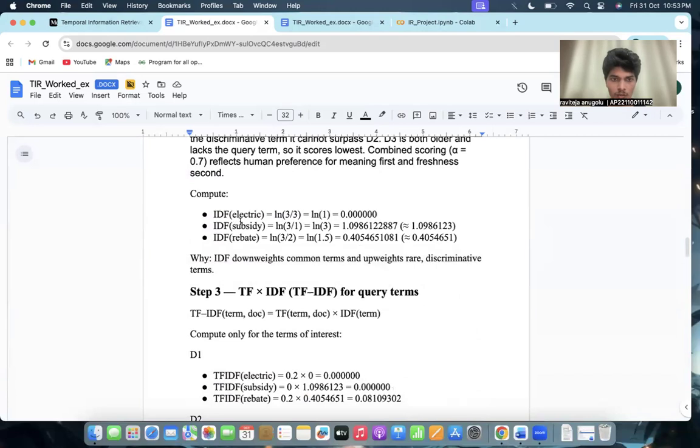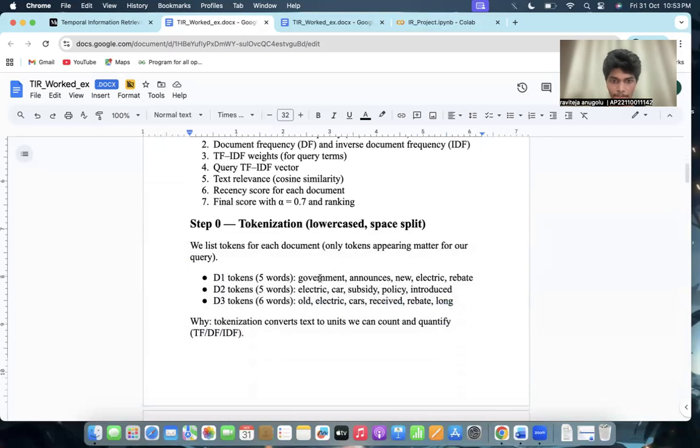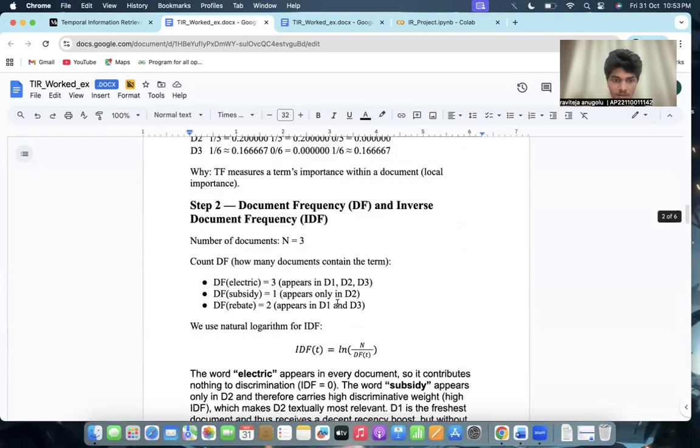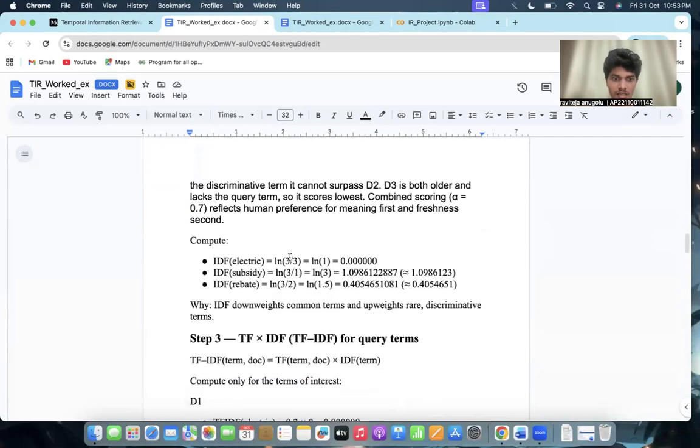Here you can see for the word electric, the IDF value is log of 3 by 3, that is log 1, that is 0. Electric appears in document 1, document 2, and document 3. That is why the IDF value for electric is 3 by 3, that is 0. For subsidy, it appears only once, in document 2. That is how the IDF values are calculated.